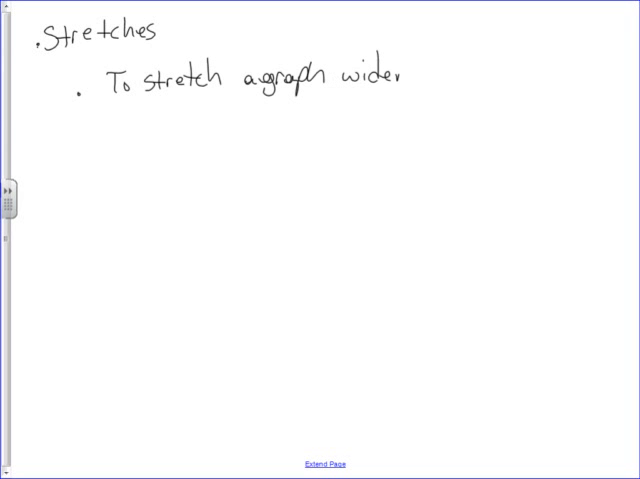All right, now the last thing I want to go over is stretches. No, it's not the kind you do before PE or before you play basketball with your friends. So stretches. To stretch a graph wider, or squeeze it narrower, you're going to multiply the equation by a number.